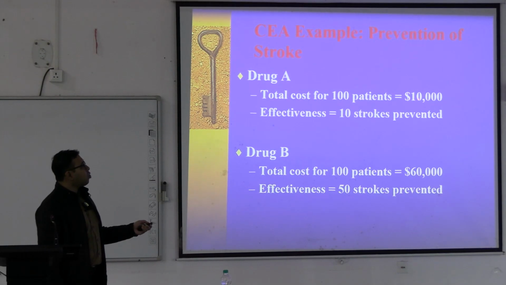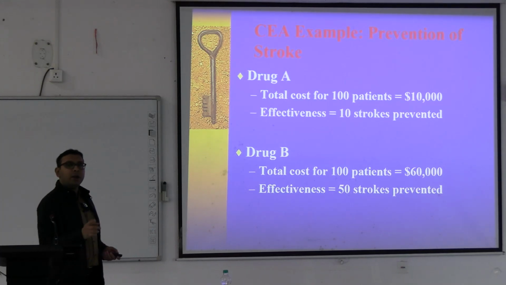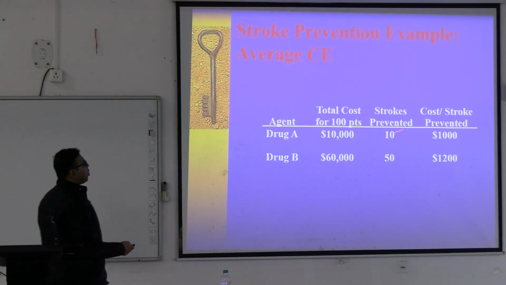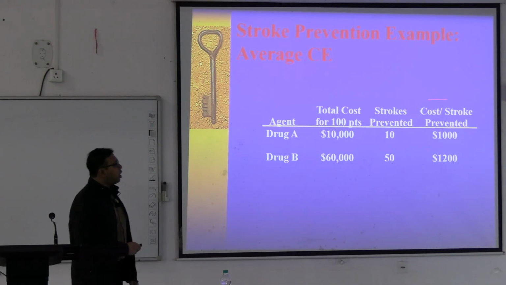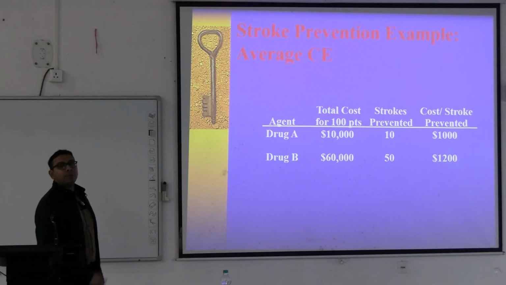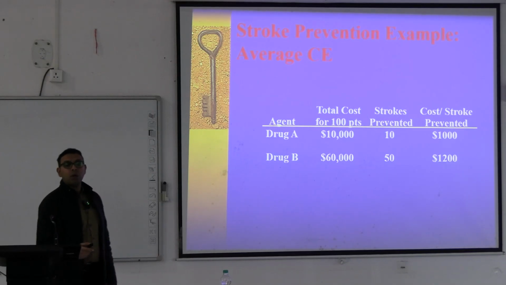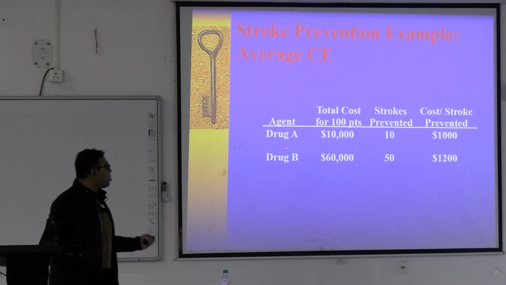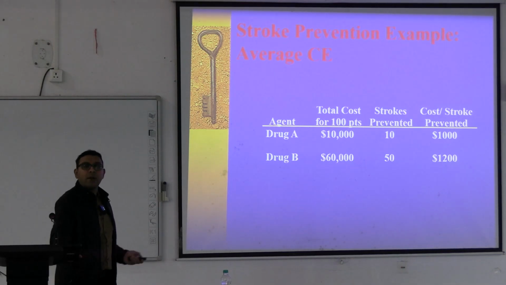In layman's terms, we can see that the cost is quite high, but more strokes are prevented, but it needs statistical analysis. Okay. So when we are statistically evaluating, it has been seen that cost per stroke prevented for drug A is $1,000 and for drug B is $1,200, that is more. So when we are evaluating this, we can say that drug A is cost effective compared to drug B.